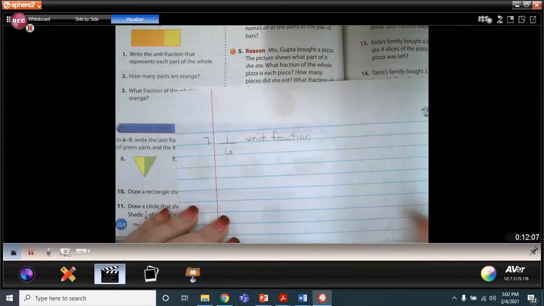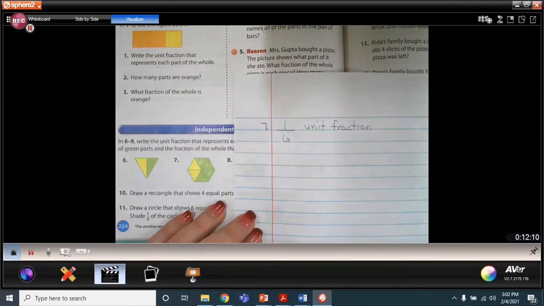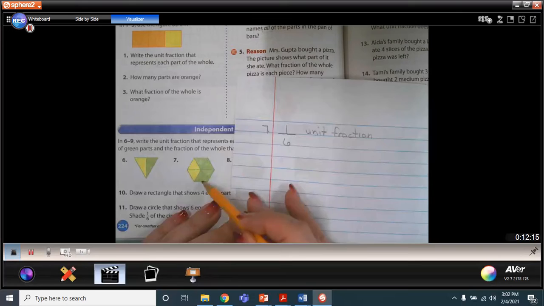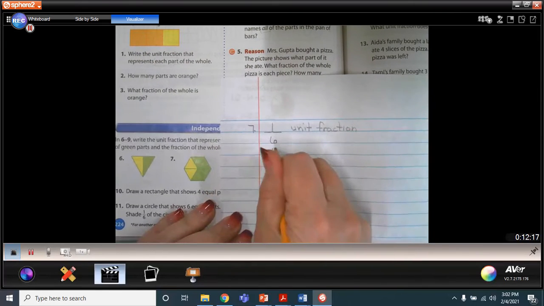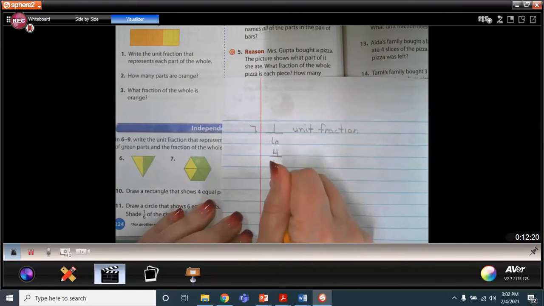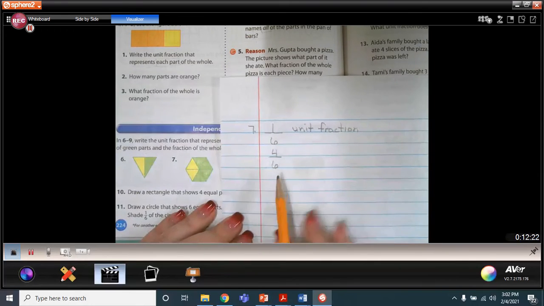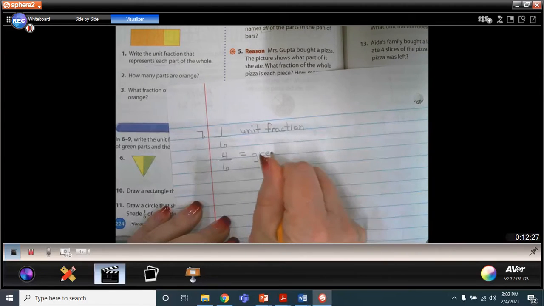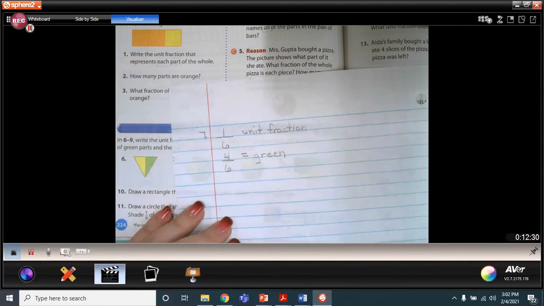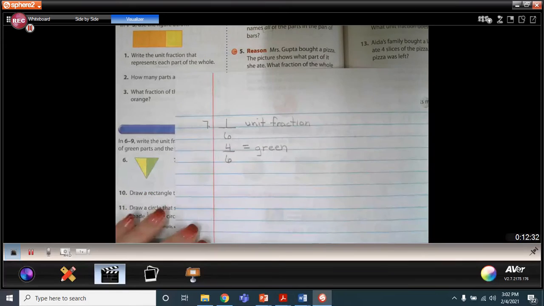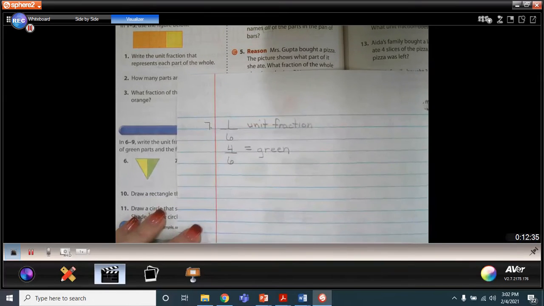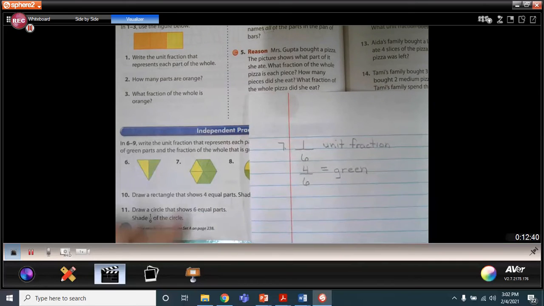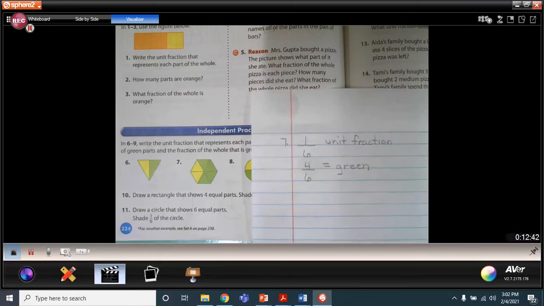Okay. Now the green fraction or the green parts, well, how many of those parts are green? 1, 2, 3, 4. And our denominator is 6. So 4/6 is green. Okay? So 4/6 of that hexagon is green. Not all of it, because if all of it was green, then all 6 pieces would be green. But we want 4 of the 6, 4/6.